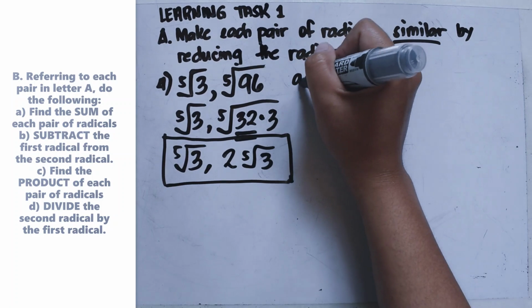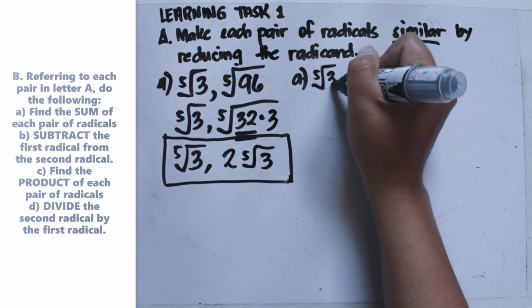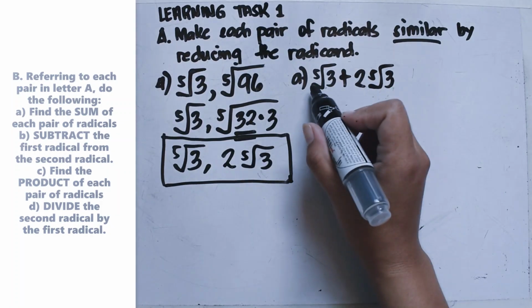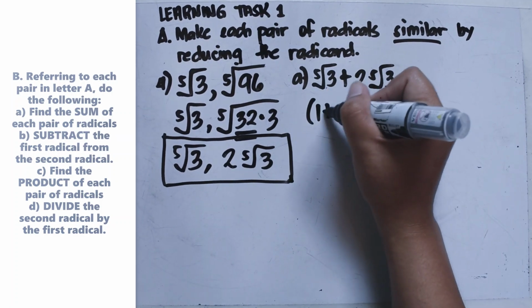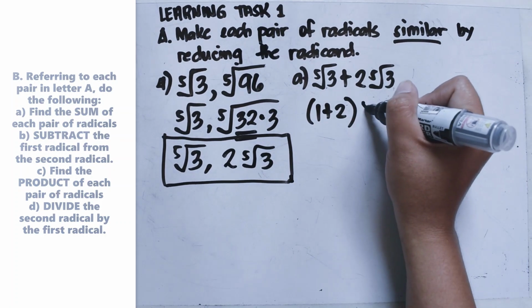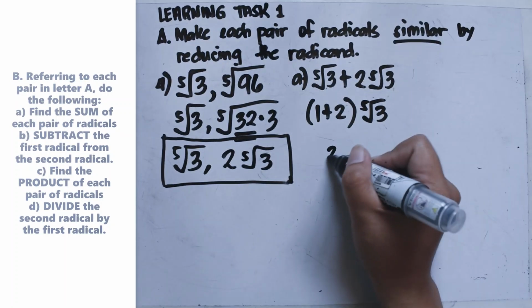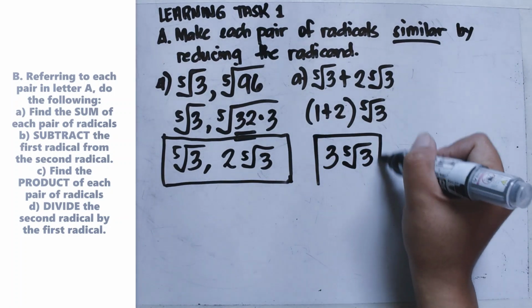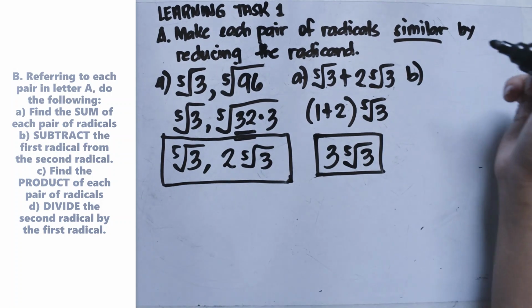So, letter A, paulit-ulit na naman tayo. Find the sum. So, we have fifth root of 3 plus 2 fifth root of 3. So, same rule. Add the numerical coefficient. Kapag wala, automatic 1. So, we have 1 plus 2. Yun siya. And then, copy the same radical. So, fifth root of 3. And then, add. 1 plus 2 is 3. And then, just copy fifth root of 3. So, final answer since wala na po tayong ma-re-reduce dyan. Nakuha. So, letter B na agad-agad.